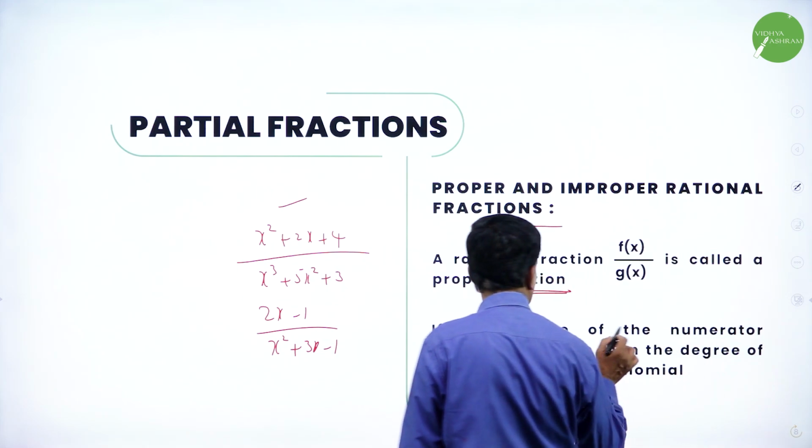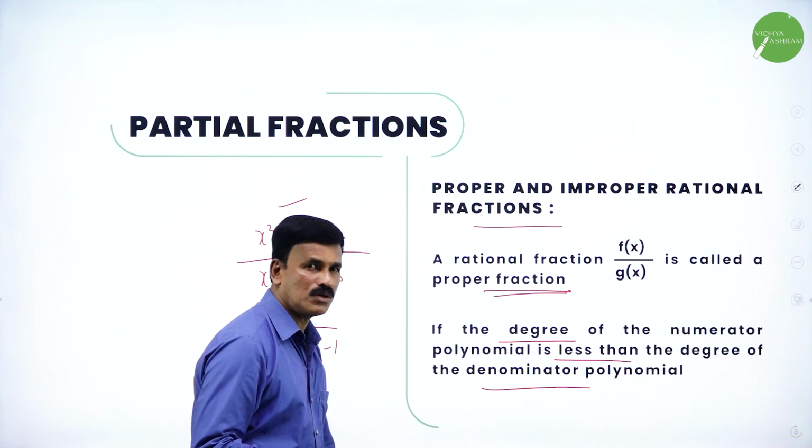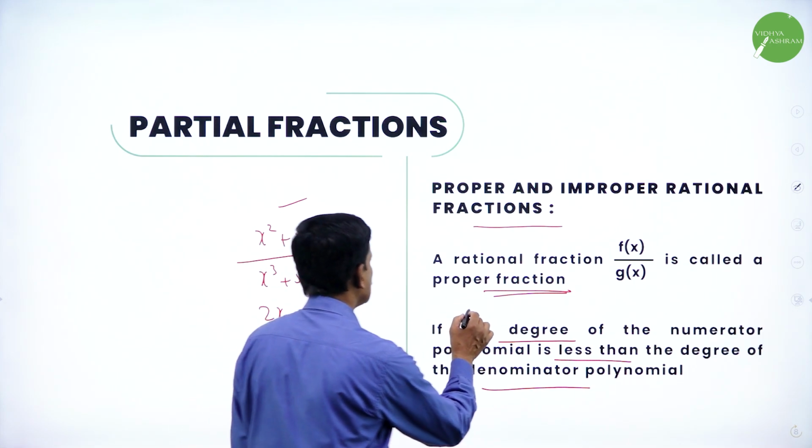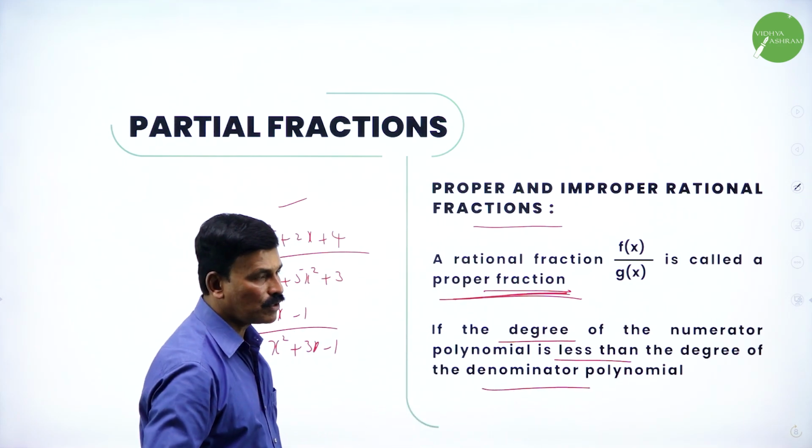In general, if the degree of the numerator polynomial is less than the degree of the denominator polynomial, such rational fractions are called proper fractions.